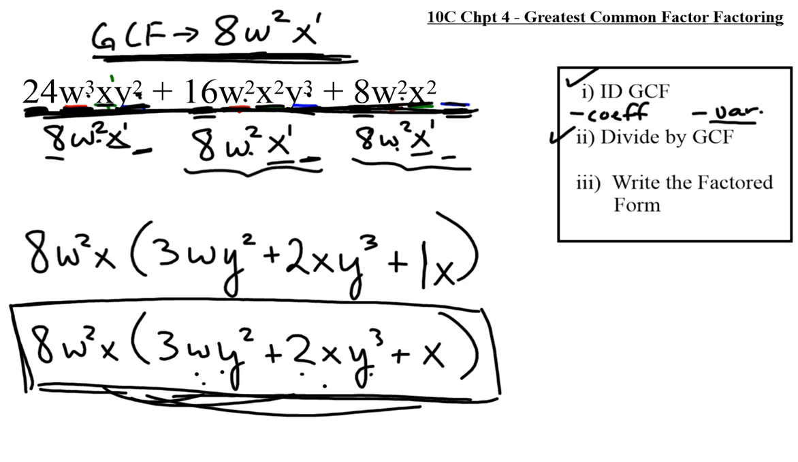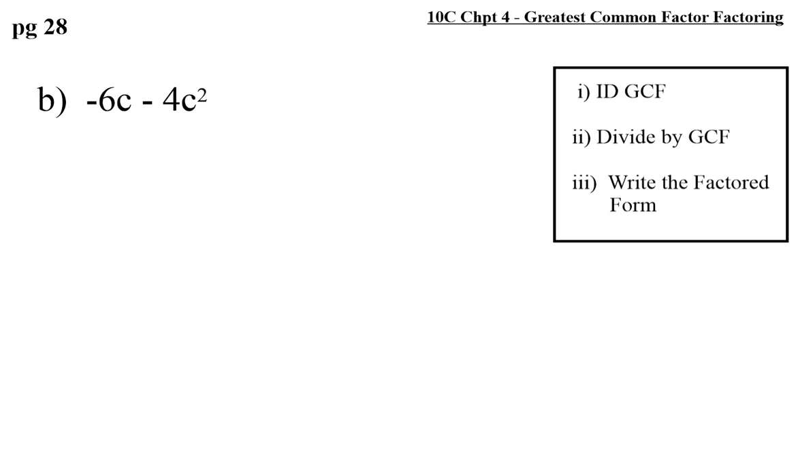Trinomial becomes a monomial times a trinomial. So let's take a look at a couple more together, and then you'll have lots of time to practice. So here we go, a little bit quicker. Negative 6c minus 4c squared.